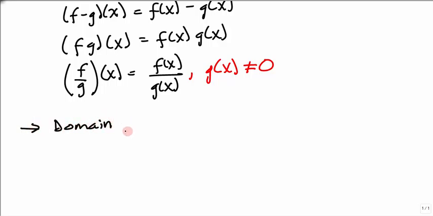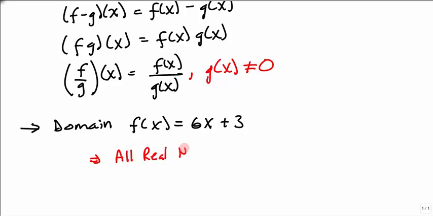Now usually if an expression doesn't have a denominator or a radical, our answer is any real number. So let's look at a polynomial expression. Let's look at 6x plus 3. The domain of 6x plus 3 is all real numbers. The reason it's all real numbers is that there are no denominators to restrict, and there are no square root signs to make sure that what's underneath the square root sign is non-negative.